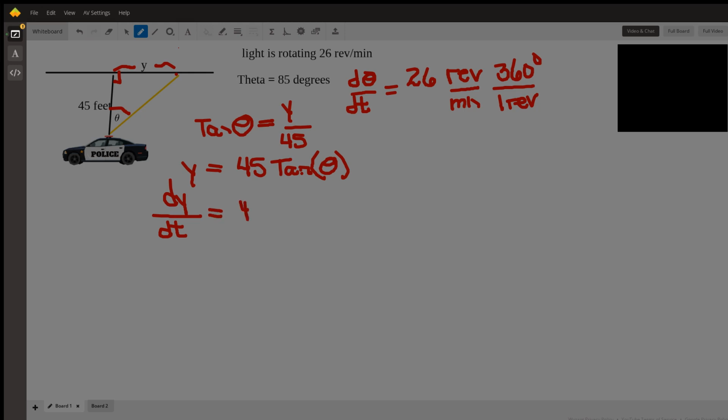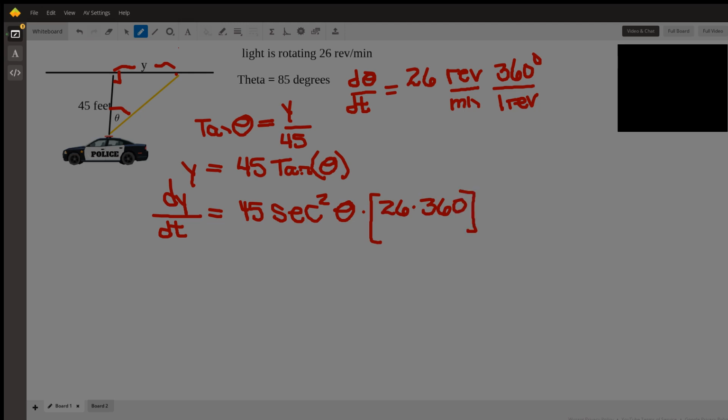So we have 45 as our coefficient, which will stay, but the derivative of tangent is secant squared. And now here comes the chain rule. We have to multiply by the derivative of theta, the rate of change of theta with respect to time. So that's this number that we calculated up top. That's the 26 revolutions per minute times 360 degrees per revolution.